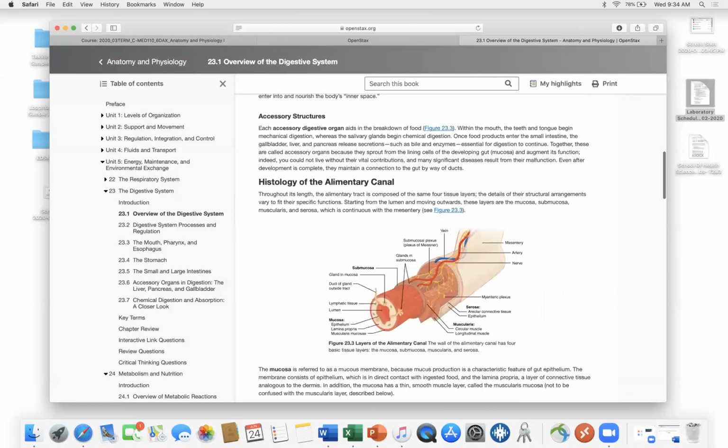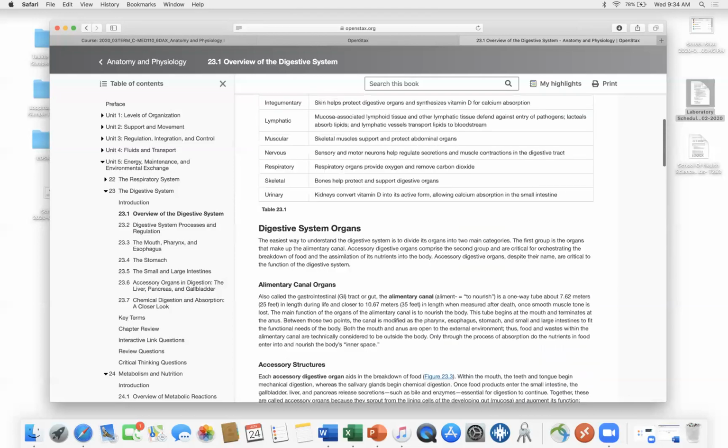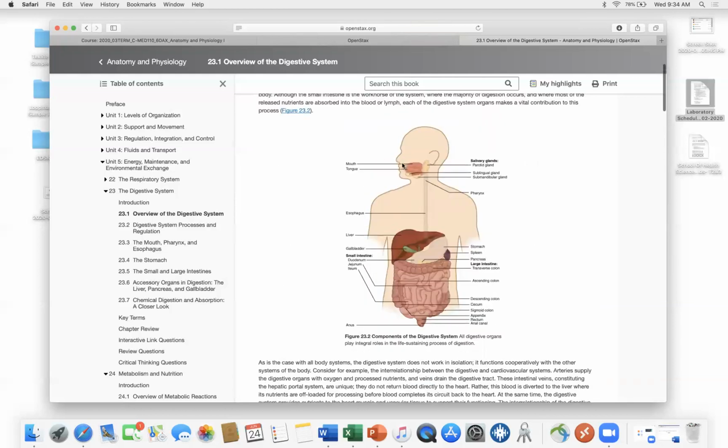But the main parts of the tract are your, let's go back here to this picture. Your oral, your pharyngeal, your esophagus, your stomach, small intestines, large intestines, then out, okay? That's one whole big tube. It's just all bunched up. And the accessory organs are your spleen, your gallbladder, and your liver, and behind, a little bit under and behind your stomach is your pancreas, okay? And of course, salivary glands, and we're going to talk about that momentarily.